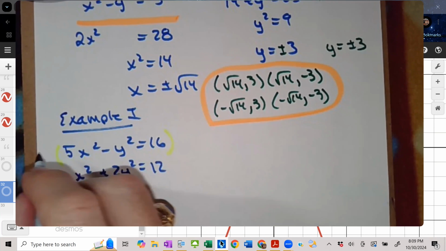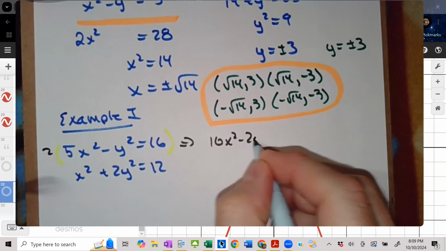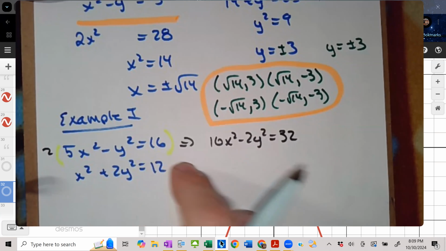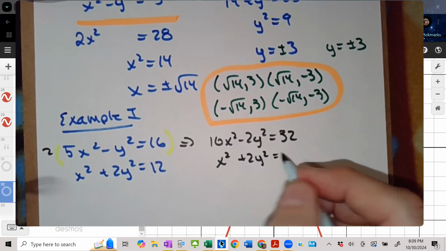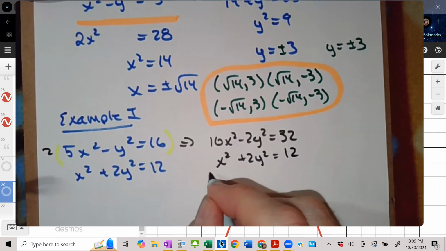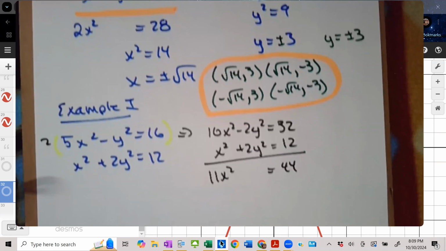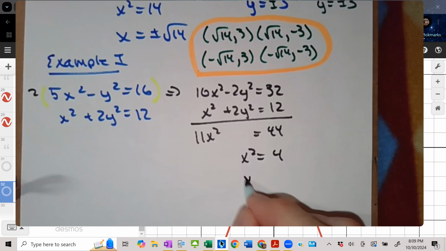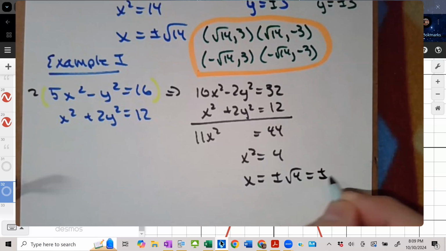So 2 times that. That's going to be 10x squared minus 2y squared equals 32. Make sure that you multiply every term here. x squared plus 2y squared equals 12. So I get 11x squared equals 44. I think this is going to work out pretty nice. x squared equals 4. Go ahead. Beat me to it. Plus or minus square root of 4 is plus or minus 2.